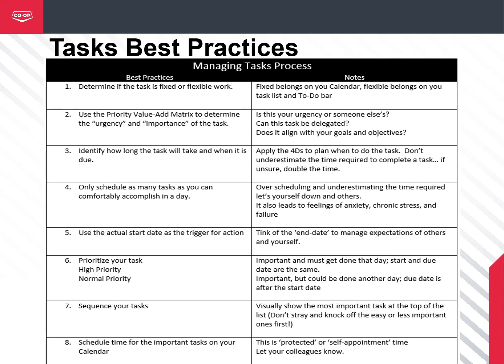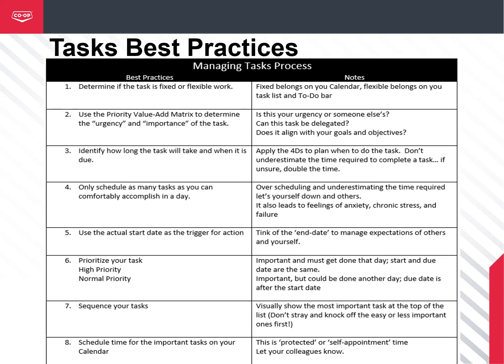The second one is you should use that priority value add matrix to determine the urgency and the importance of the task. So you need to look at, is this your urgency or someone else's? Could this task be delegated? And is it a task that aligns with the goals and objectives of what your department or the retailer are trying to accomplish? So does it add value?